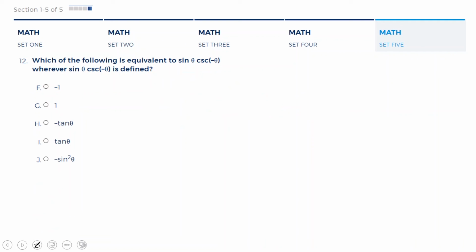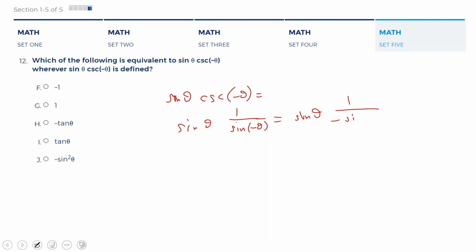Nice. Which of the following is equivalent to sine theta times cosecant of negative theta? You need to know that for trig, convert everything to cosine and sine. So this is 1 over sine of negative theta. So that's equal to sine of theta times 1 over negative sine of theta. Cancel that. That's equal to negative 1. F.